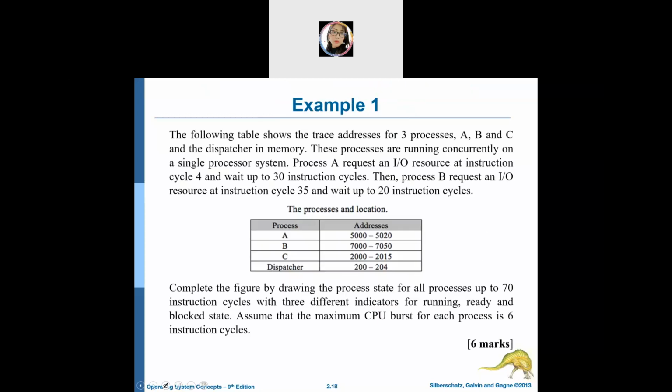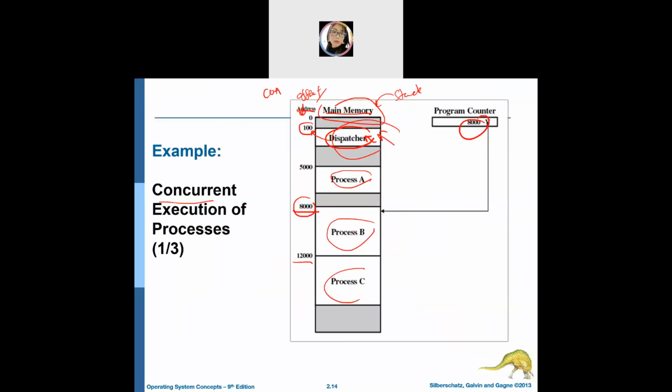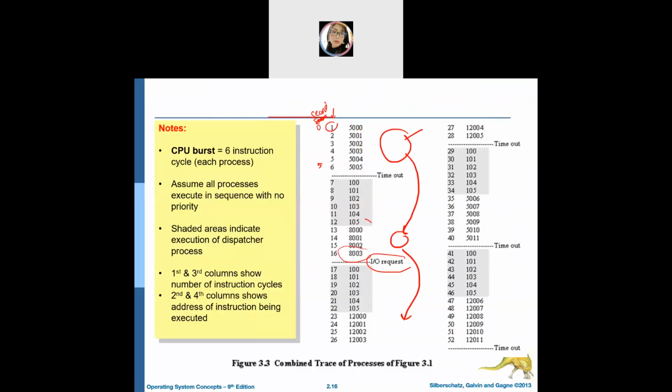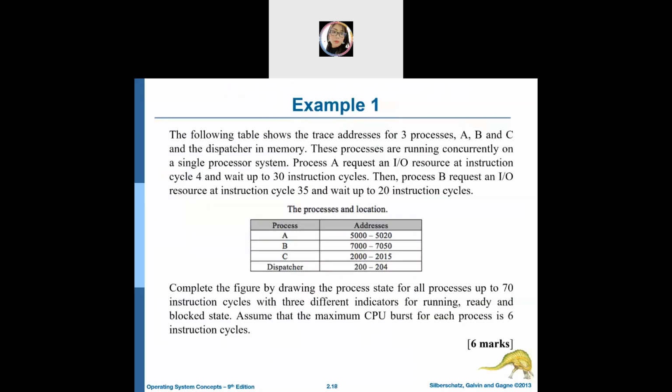Okay. So there is another example. In this scenario, it's clearer, whereas the previous example just gave you a brief picture like this, and then you make your own scenario. After A, you go to B. After B, go to C. This depends on the numbering of the addresses given. So you know which one is the process. So now let's take a look at the example.